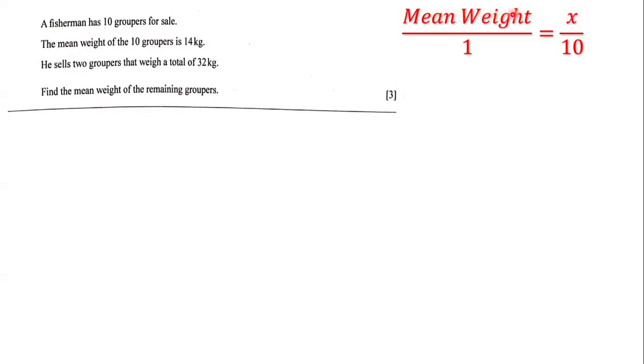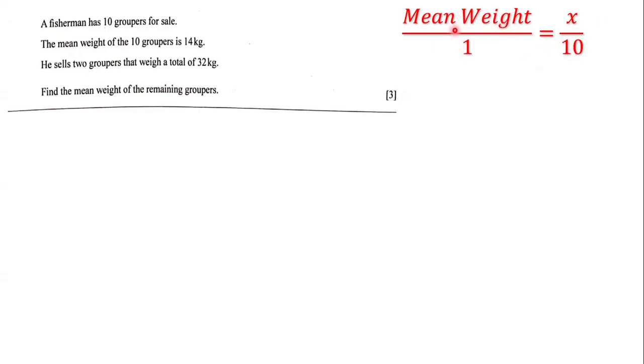If we're trying to find the mean weight of the 10 groupers, it is going to be equal to the sum of the weights of the 10 groupers, which is x, all of the groupers put together, divided by the number of groupers that we have, which is 10. And so this formula is accurate. That is what the mean weight is equal to.